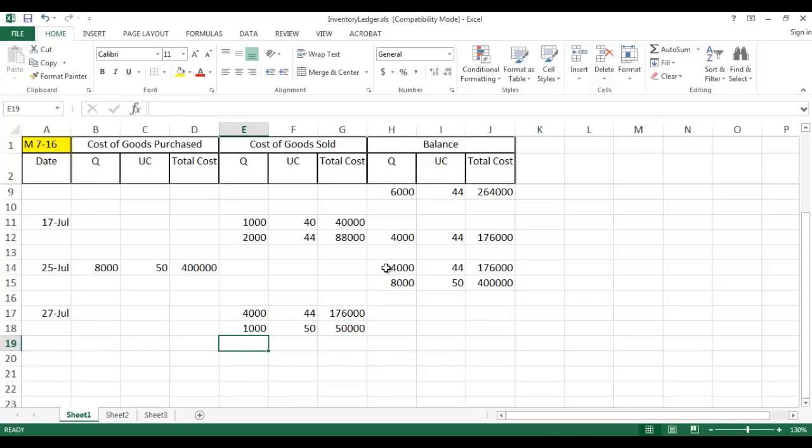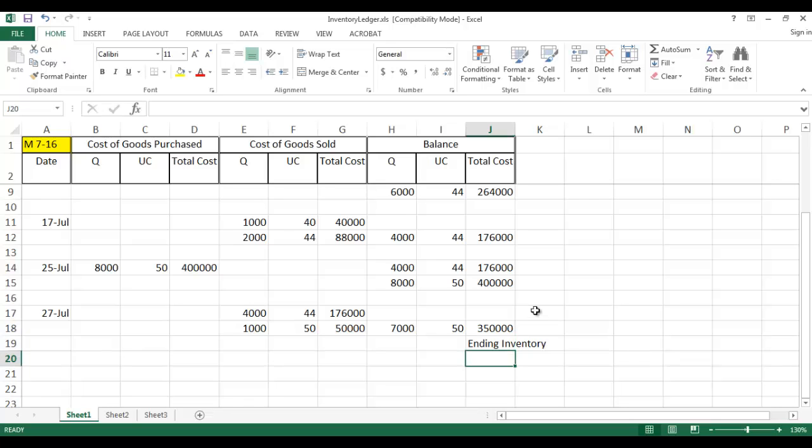And what do I have left? Well, I've gotten rid of all the 4,000 at 44, and I've gotten rid of 1,000 at 50. So I have 7,000 left at 50. Total cost 350,000. Again, 8,000 at 50 minus the 1,000 at 50 means I'm left with 7,000 at 50. So my ending inventory is just what I have highlighted there: 7,000 units at a cost of 50 for a total cost of 350,000.